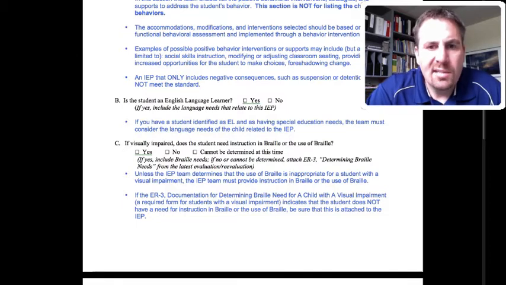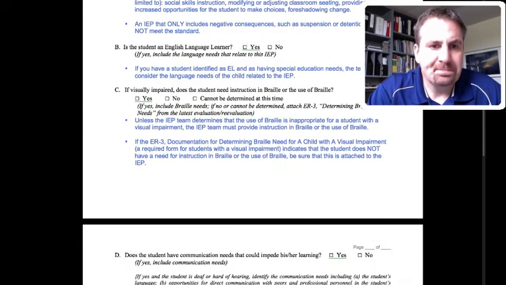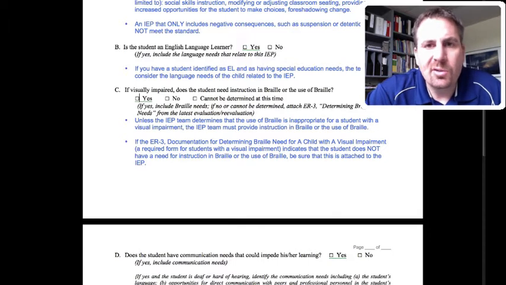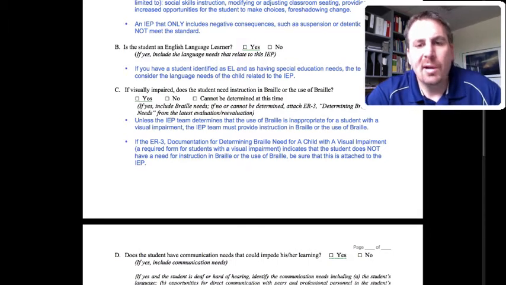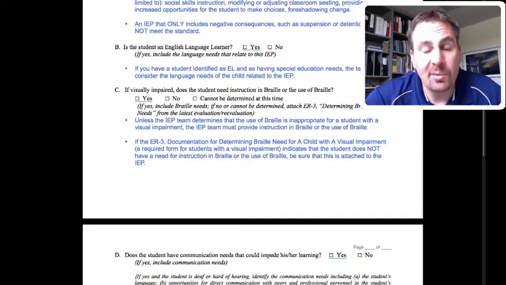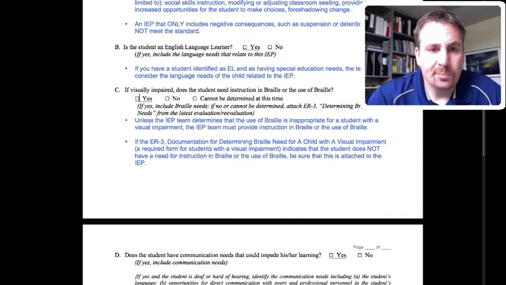So if we answer yes to the EL question, formerly ELL, but it's been changed to EL, the team must consider the language needs of the child related to the IEP. Visual impairment. If we answer yes to this question, well, let me just read. Unless the team determines that the use of Braille is inappropriate for a student with a visual impairment, the IEP team must provide instruction in Braille or the use of Braille.